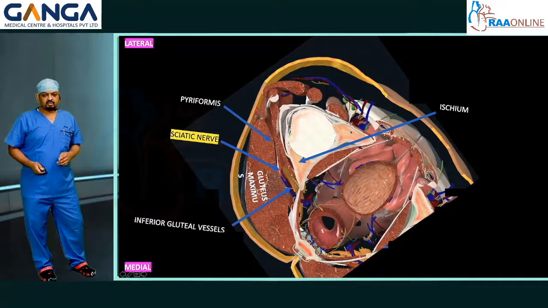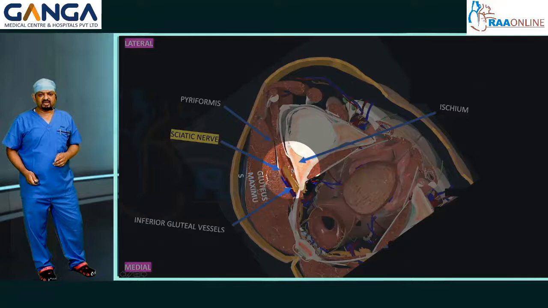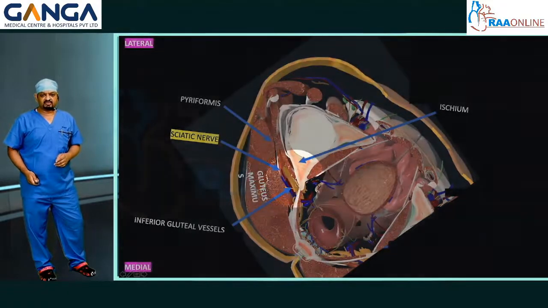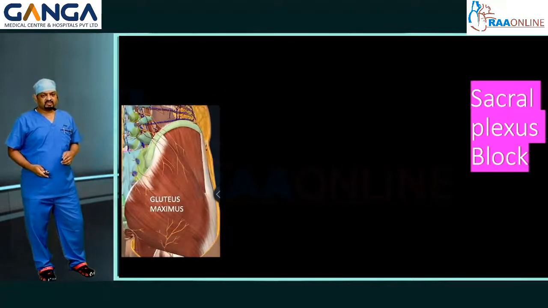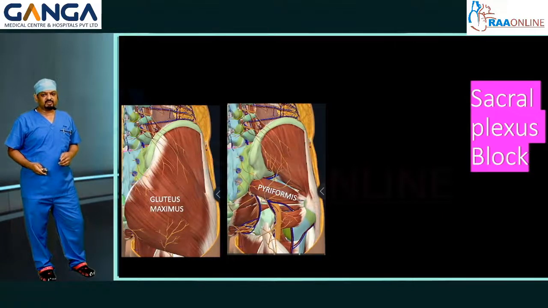As you come caudally, you will see that the sacral plexus is coming out of the greater sciatic foramen under the surface of piriformis and lying directly under the gluteus maximus, along with the superior and inferior gluteal vessels. Now we'll see the coronal section for better understanding. Here we see the gluteus maximus muscle. If we retract this gluteus maximus muscle, we'll see the piriformis muscle, and under the piriformis we see the sacral plexus coming out of the greater sciatic foramen along with the superior and inferior gluteal vessels and nerves.